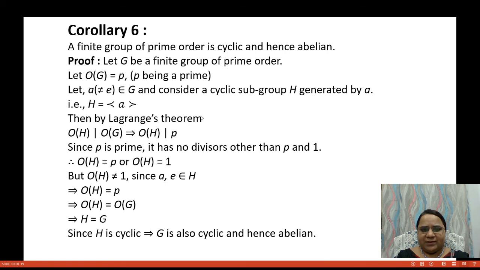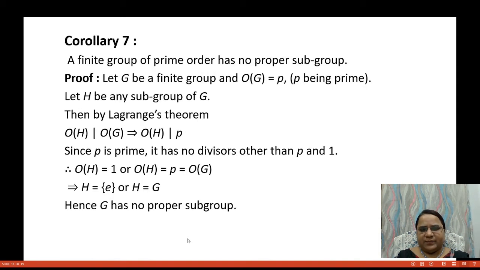Then, using Lagrange's theorem again, the order of H divides the order of G, which implies the order of H divides p. Since p is prime, it has no divisors other than p and 1. So the order of H is equal to p or the order of H is equal to 1. But the order of H is not equal to 1 since a, e belong to H. So the order of H is equal to p, the order of H is equal to the order of G, hence H is equal to G. Since H is cyclic, G is also cyclic and hence G is abelian.